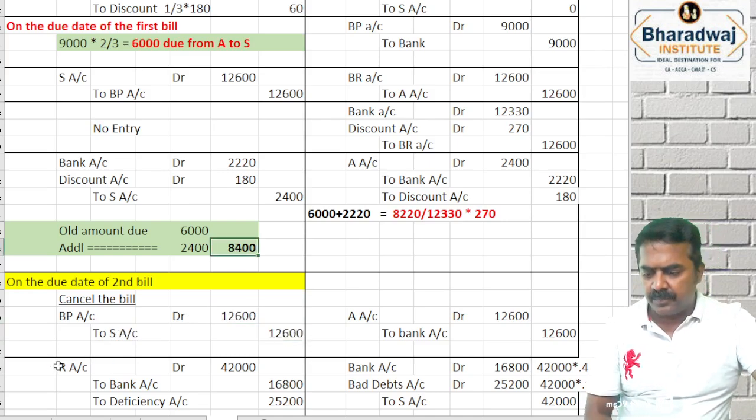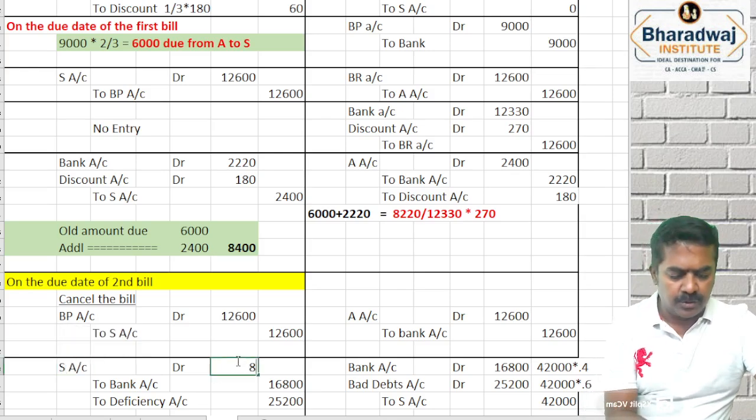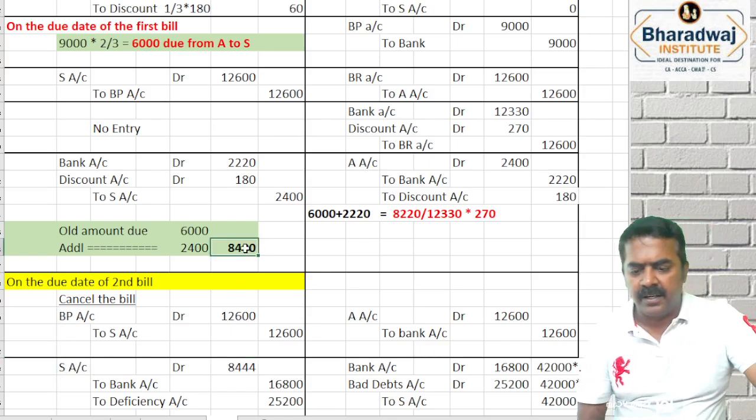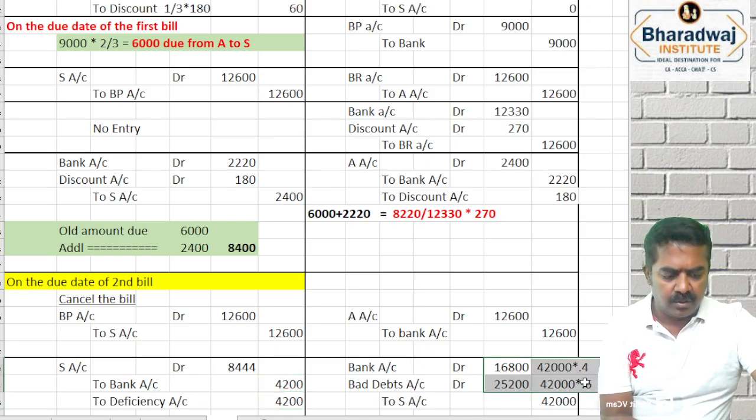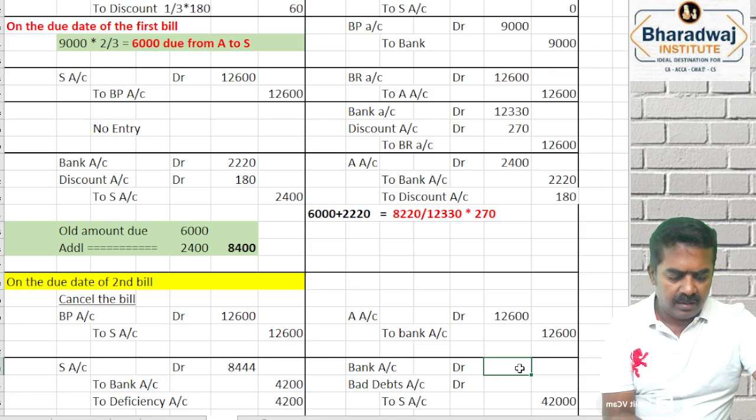8,400 due. அது எவ்வளவு pay பண்றாங்க? 8,400 totally due. How much is paid? Half the amount is paid now. 4,200 is paid. Remaining 4,200 becomes deficiency. அவனோட bookல 4,200 he collects. Remaining 4,200 becomes what? Bad debts. Total 8,400.